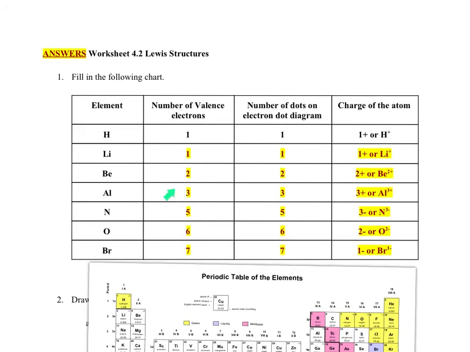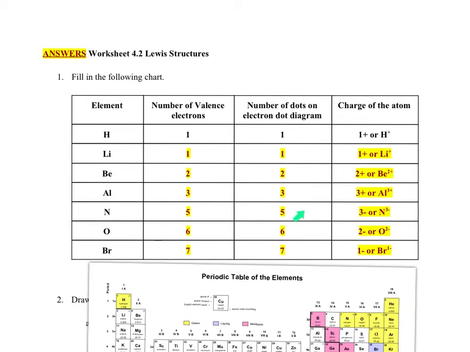So aluminum has 3 valence electrons, nitrogen has 5 valence electrons, oxygen has 6 valence electrons, and bromine has 7. The dots that you would write around all of these are the same as the valence electrons. So for those charges, it has 1 valence electron, it will lose it to become a 1 plus. 2 valence electrons, it'll lose those 2 to become a 2 plus. Aluminum has 3 valence electrons, it's a metal, it will lose those 3 to become a 3 plus.